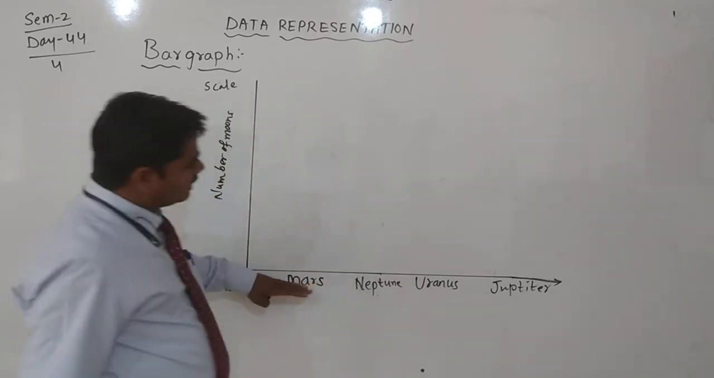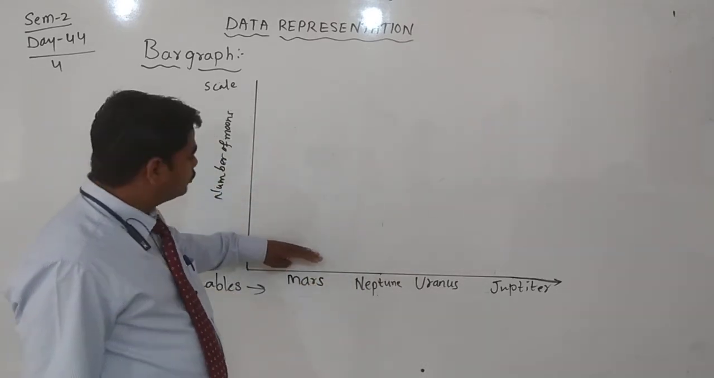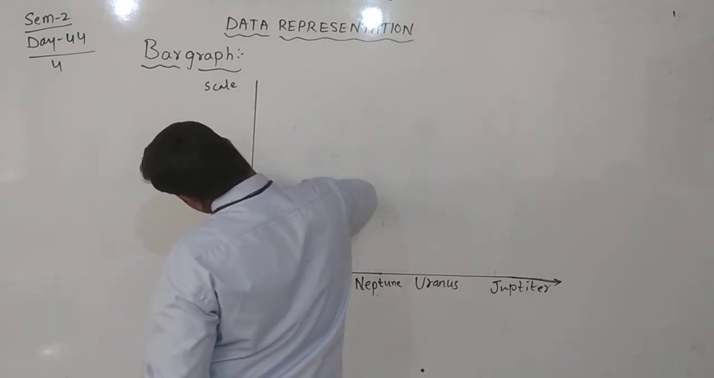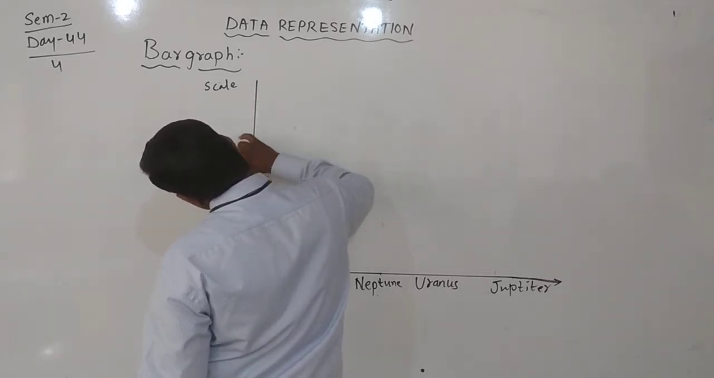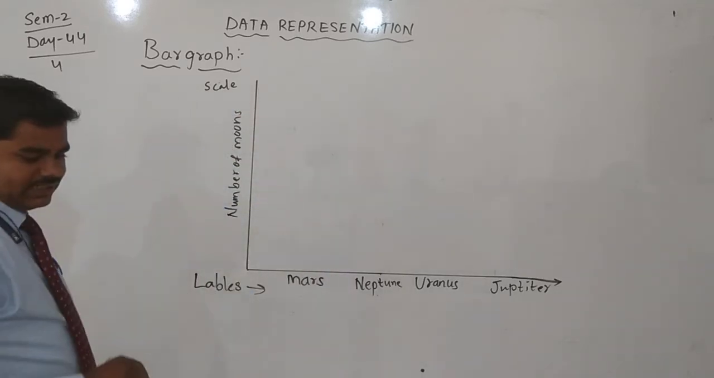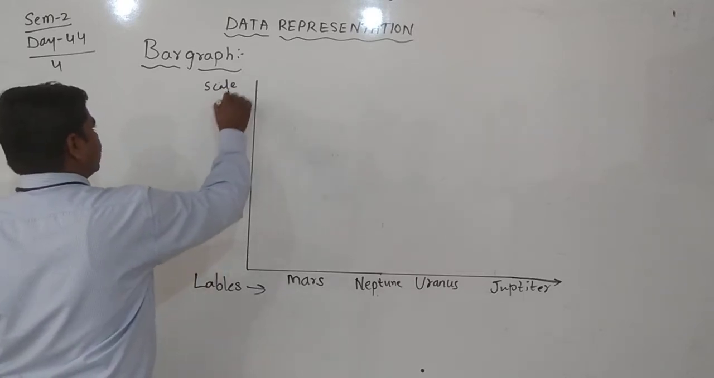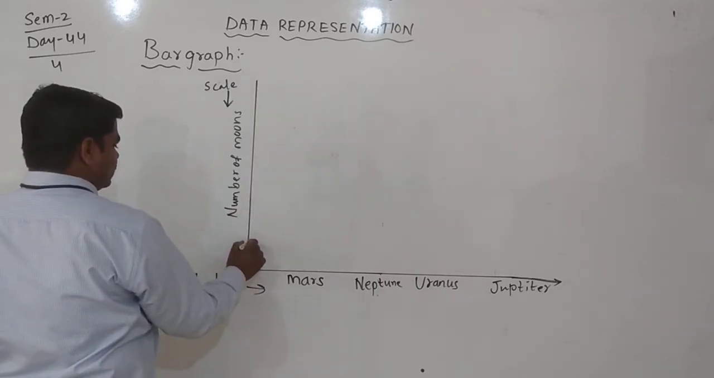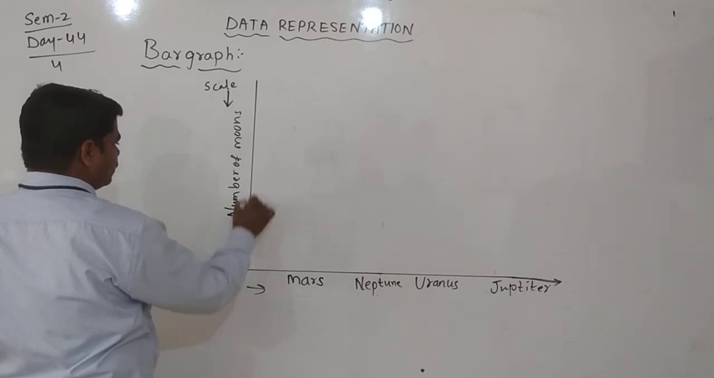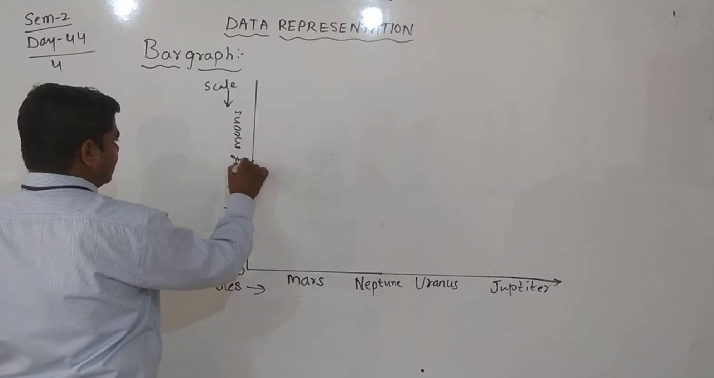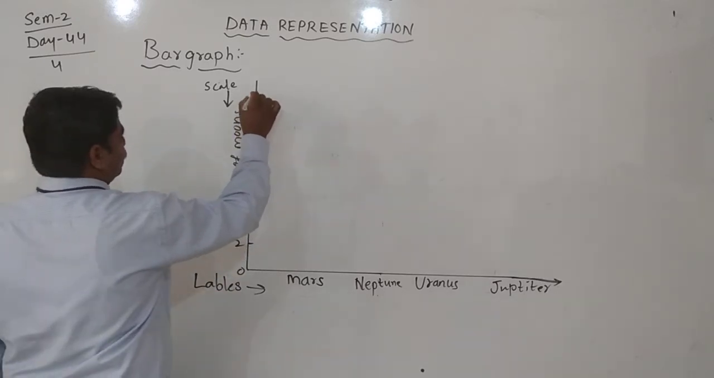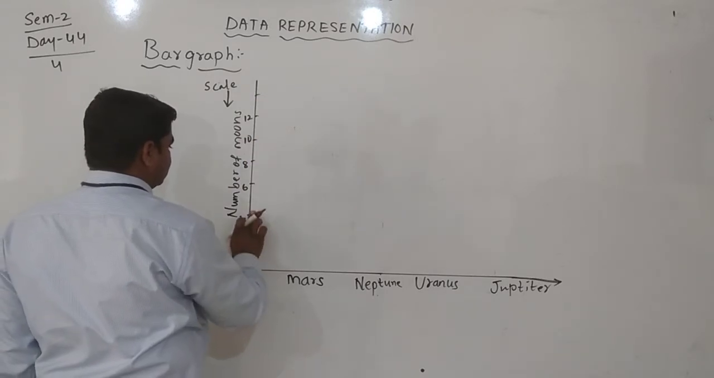Here the labels are given. Mars, how many moons are there? We can find the number of moons here. Here the scale is very simple, it is 2 moons: 0, 1, 2, 4, 6, 8, 10, 12, 14. Here we will take a little smaller scale.